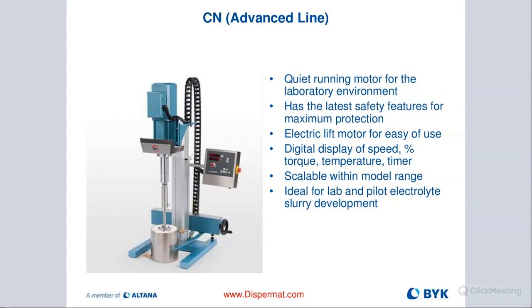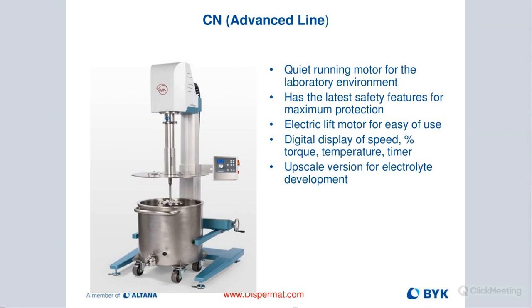Then we have the CN, which is a little larger system that also allows you to go up to pilot range within the same model family, same motor design, brushless step motor, ultra quiet, gives you, again, speed, percentage of torque, temperature, and timer. No torque measurement sensor like we have on the higher end model, but still gives you good data. And again, scalable within the model range. Ideally, if you want to have the same system for lab as well as pilot and small scale manufacturing, you can stay within the same product family. Here is the same model for larger volumes, but it gives you the same control capability. It's called the CN line.